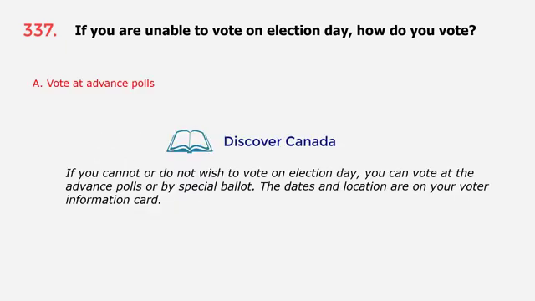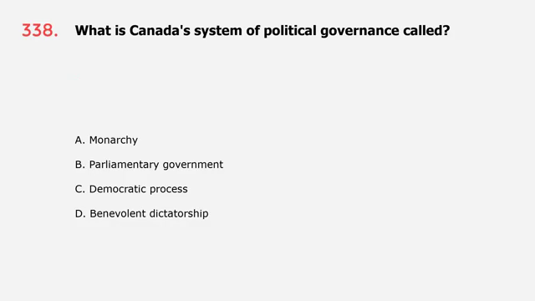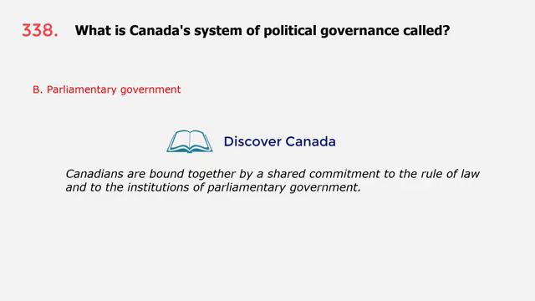The answer is A. Vote at advance polls. Question 338. What is Canada's system of political governance called? A. Monarchy. B. Parliamentary government. C. Democratic process. D. Benevolent dictatorship. The answer is B. Parliamentary government.